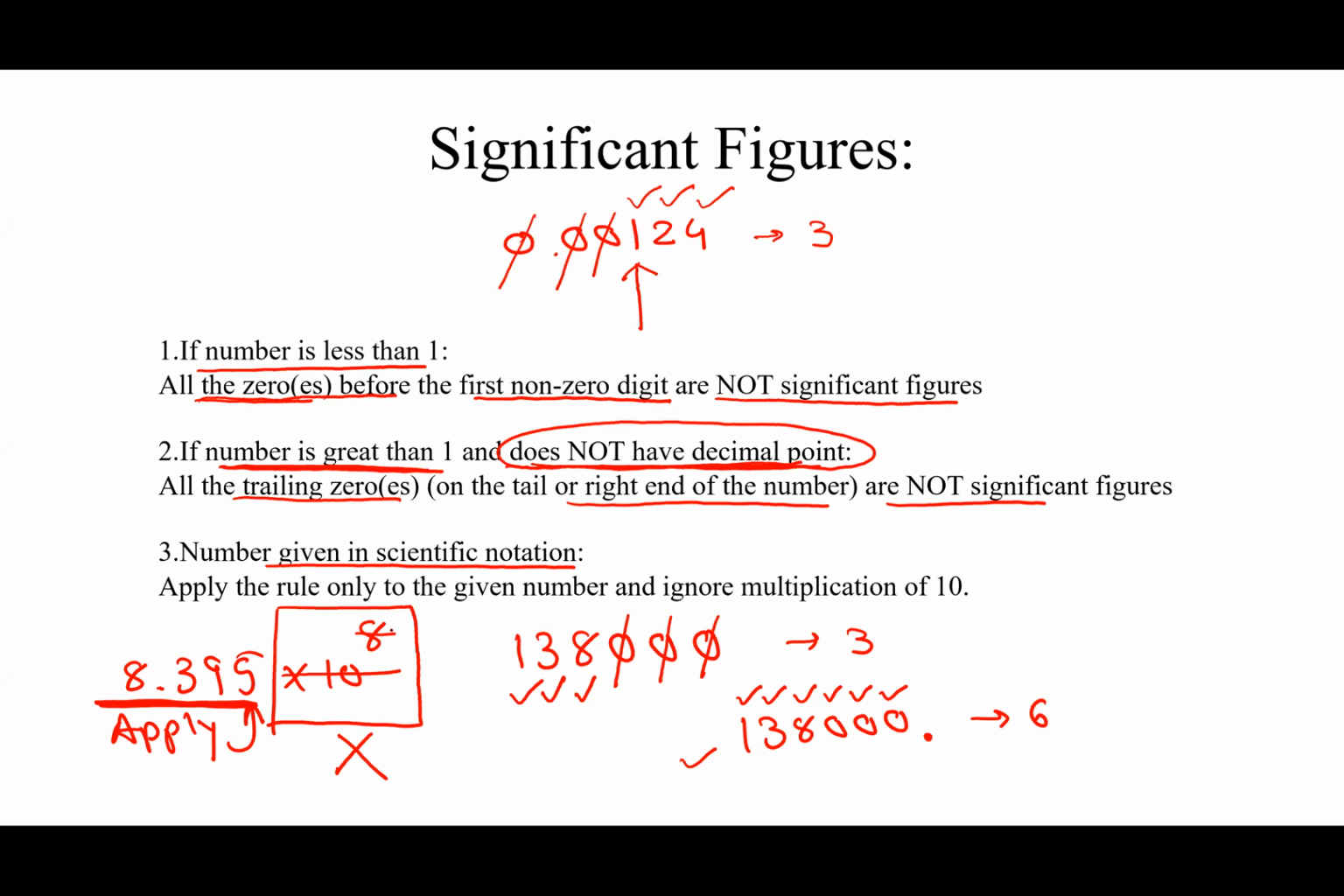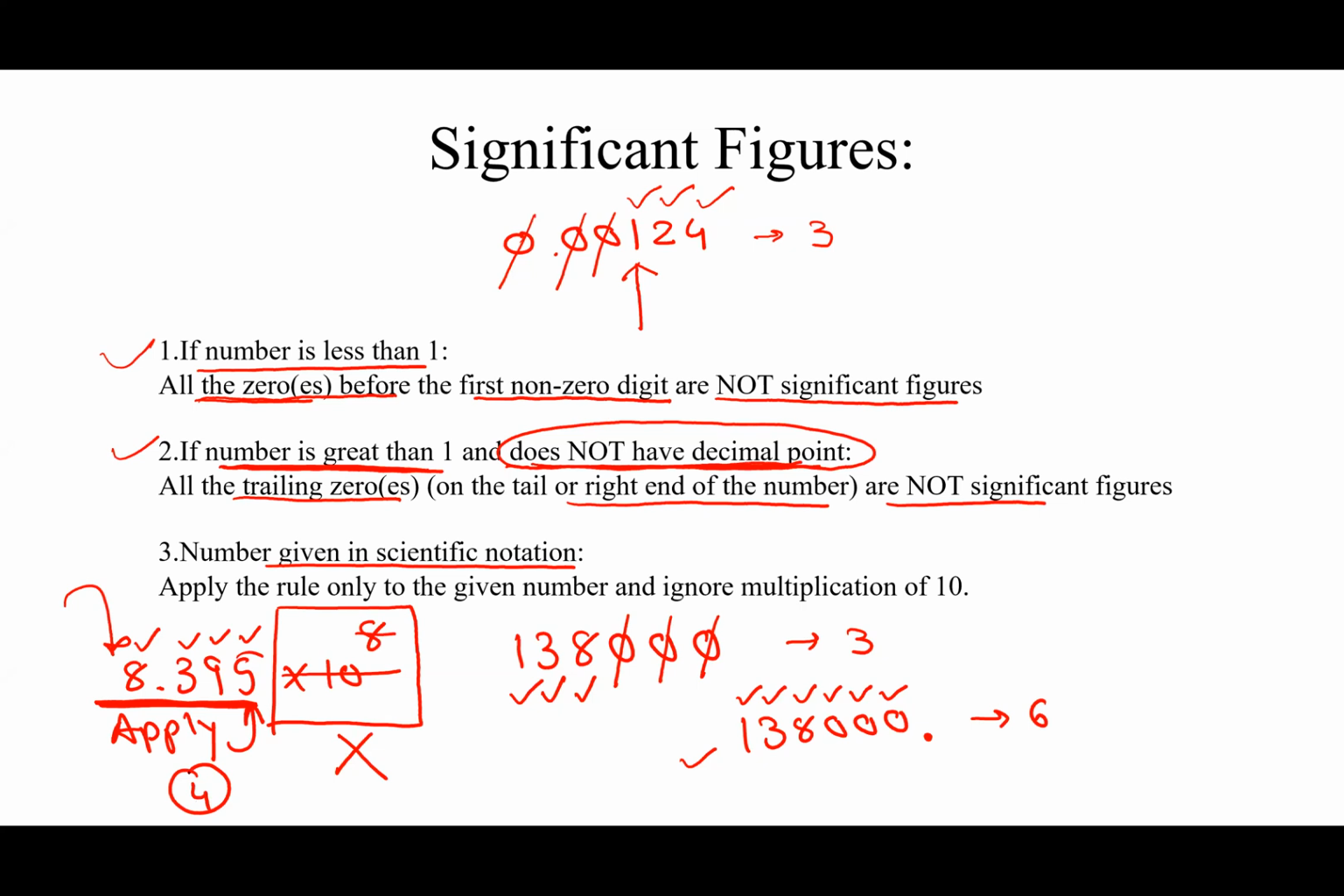And whatever rule that we talked about, rule number 1 and 2, you apply those to that portion of the scientific notation. And that's it. All right. Other than that, it's still simple. So in this case, these are all non-zero digits, right? If there are all non-zero digits, it means there are four significant figures, right?